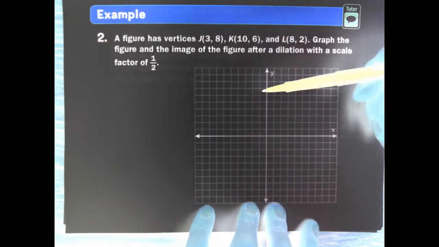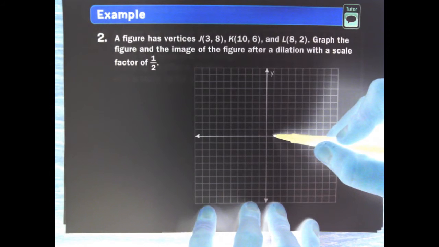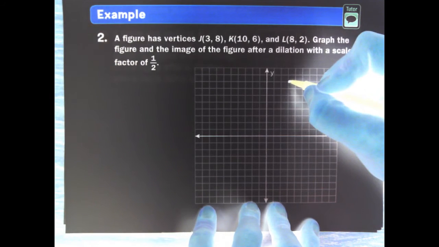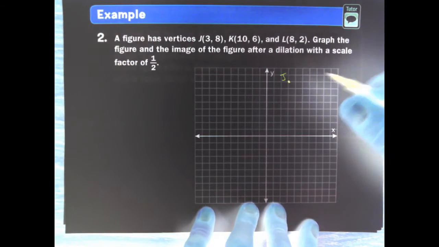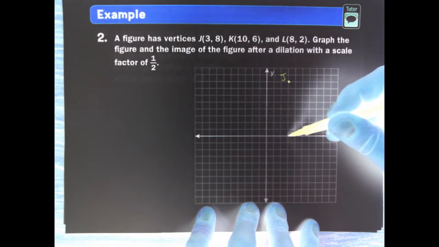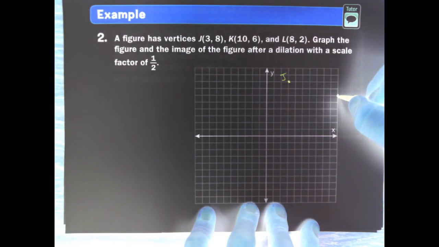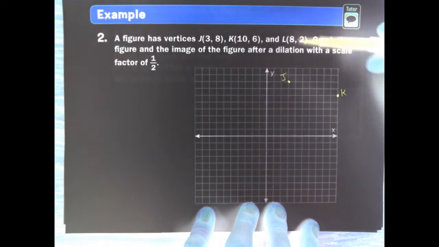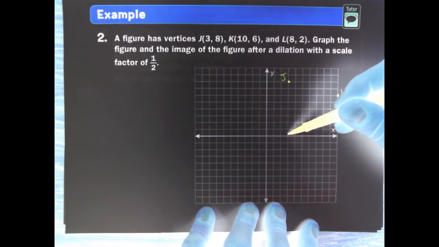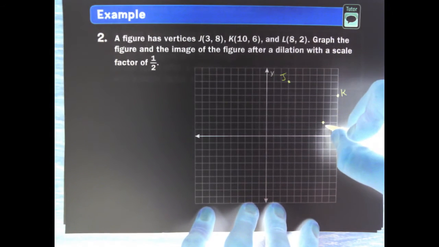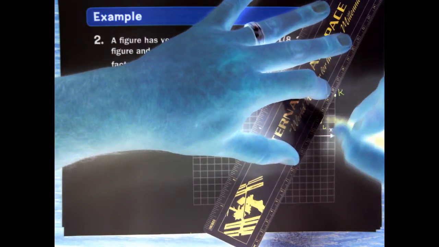So let's start with graphing our points. J is (3, 8). K is (10, 6). Okay, and L is (8, 2). So that is L. So here is my triangle.